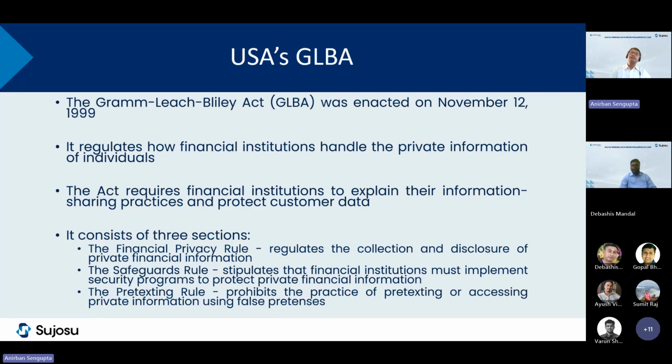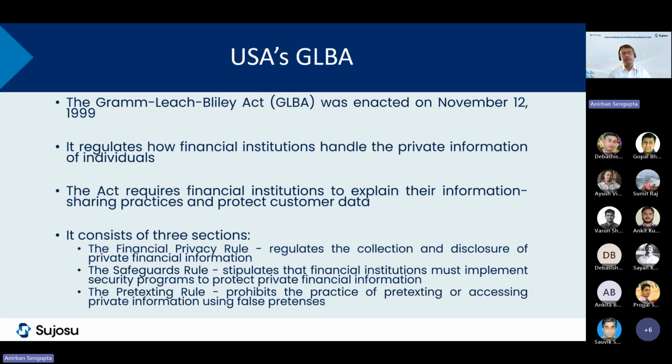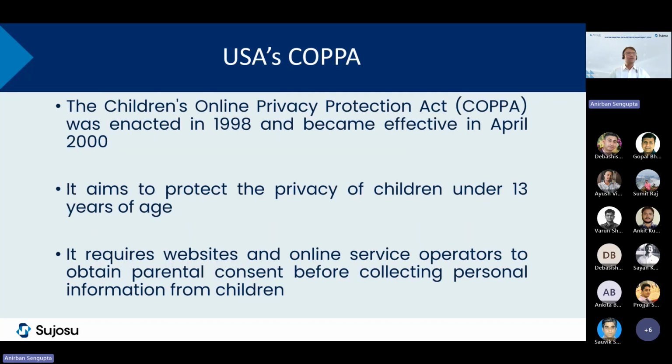And the third one is very interesting, the pretexting rule. So using false pretenses, financial data cannot be collected. This has now become the norm. We always receive phone calls or emails, SMSs from people saying that your KYC has expired. So please share such and such information so that it can be renewed. Otherwise, your transactions will be put on hold. So once we share that information, we share the OTPs, all our money is gone. In order to prevent such cases, the pretexting rule had been introduced in GLBA. So it talks of access controls, a lot of other security controls also.